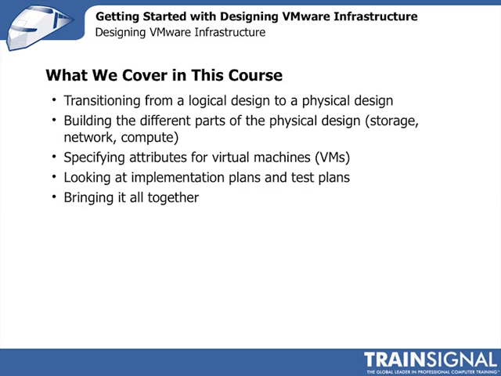After we complete our discussion of building or creating a logical design, we'll then turn our attention to transitioning from that logical design to a physical design, and that will lead us into a series of lessons on building the different parts of the physical design, in which we take our logical design and we map it onto physical solutions in the various technology areas, such as storage, networking, and compute. This is where we'll go into discussions on how we go about sizing or specifying a storage solution or our compute nodes, for example. After that, we'll discuss specifying attributes for virtual machines, looking at implementation plans and test plans and their integral role in a design.